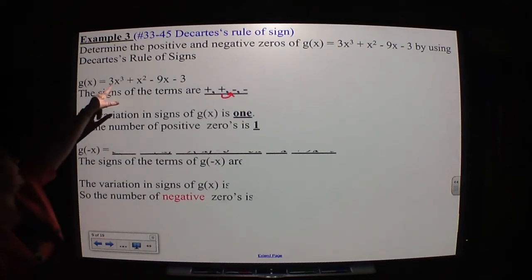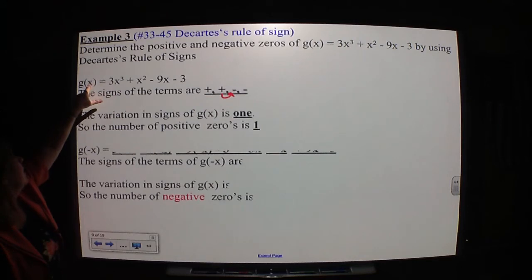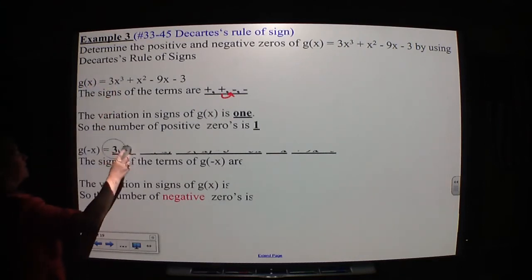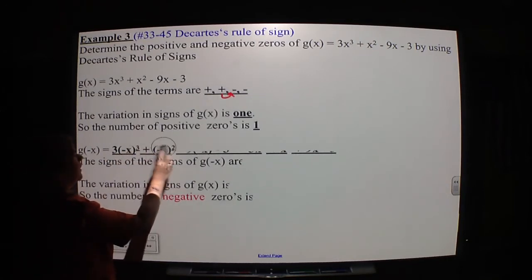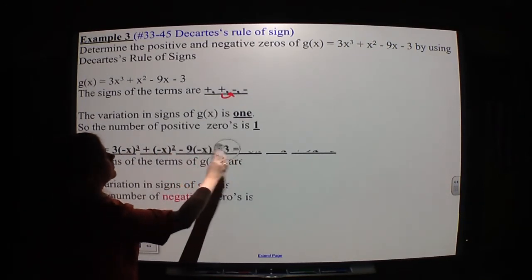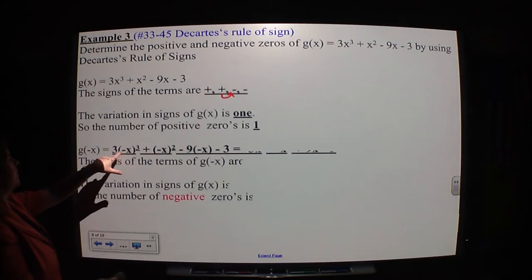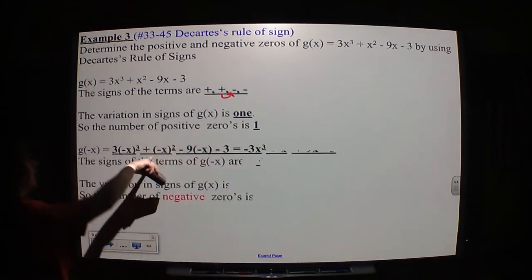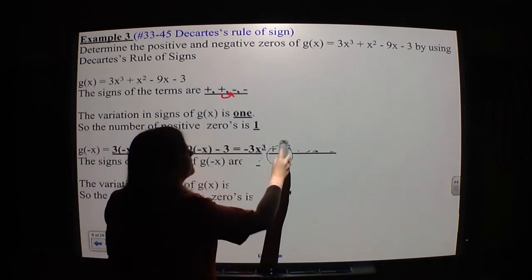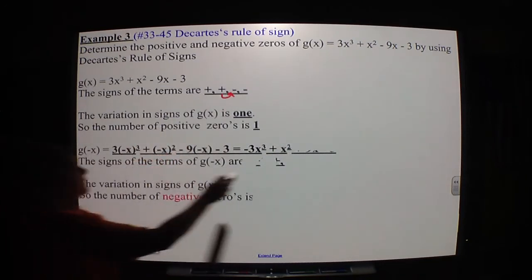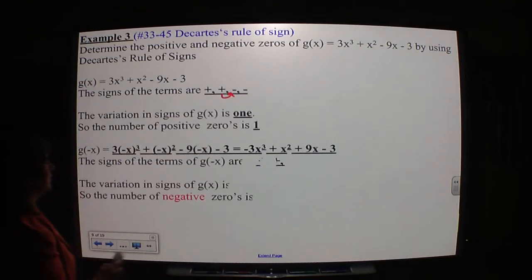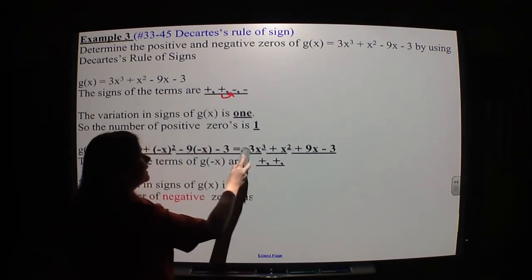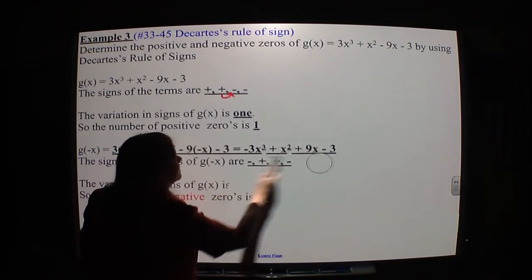Now, plug in g of negative x. So plug in negative x for your x. And when you plug it in, that's what you're doing first, plugging it in. I guess I wrote it all out. When you plug in a negative here, you have negative 3x cubed. Here I'll still have plus x squared. Here I'll have a plus 9x and minus 3. So now you can see my signs are positive, negative, negative, positive, positive, negative.